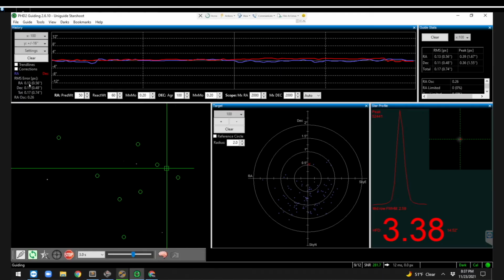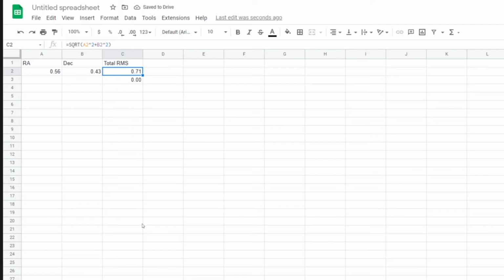This number is how many pixels off it is. This number is a little bit less important because most people are guiding with a guide scope, and this is based off the pixel scale of your guide scope. It's the same thing: you take the 0.13 and the 0.13, and you get 0.18. Here, let me show you. As you can see here, the formula is just the square root of a squared plus b squared, and the same thing here.